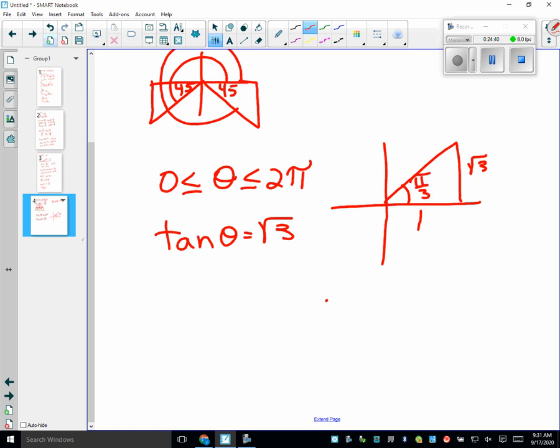So would you agree my first answer is pi over 3? Yes. Now, what other quadrant is this in, you said? 3. So what is this angle? 4 pi over 3. Pi plus pi over 3? Yep.